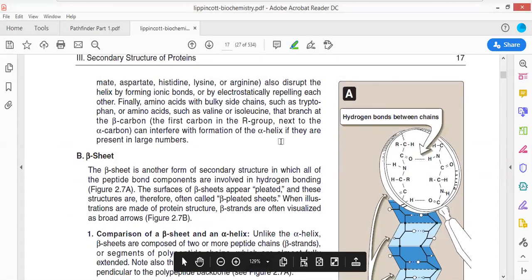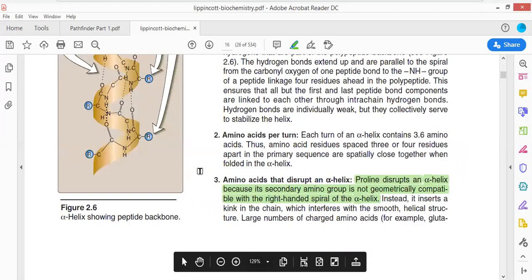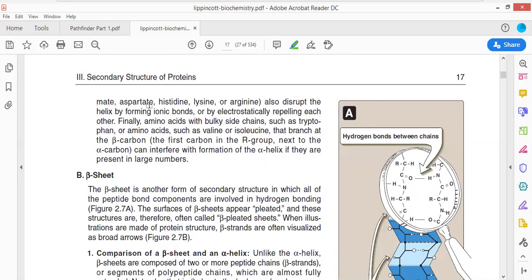Now see this, hydrogen bonds are being produced. Now finally, amino acids with bulkier side chains such as tryptophan, and amino acids such as valine and isoleucine that branch at the beta carbon, can interfere with formation of the alpha helix if they are present in large number. This is also a very important point. So amino acids which have a bulkier side chain could also interfere with the alpha helix formation. These questions have been asked.